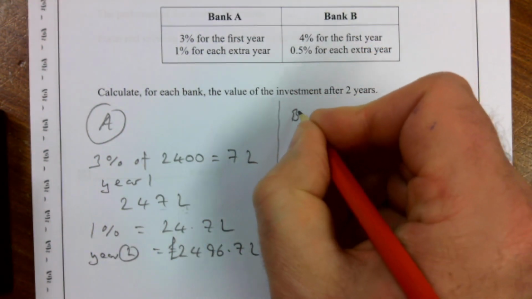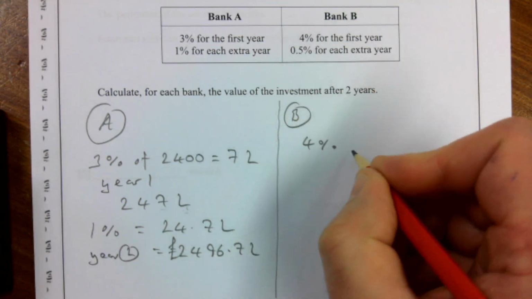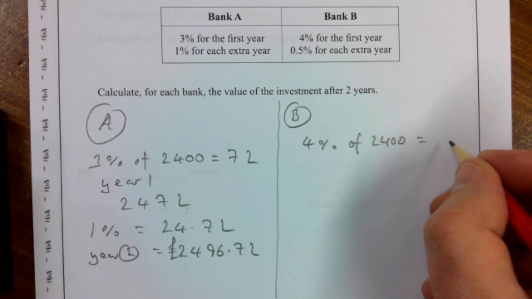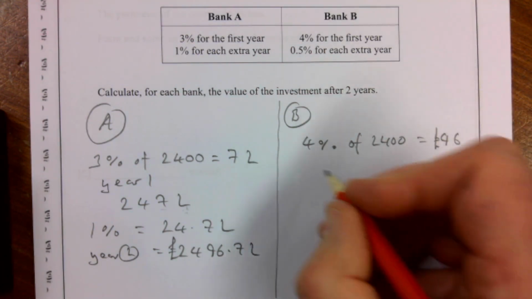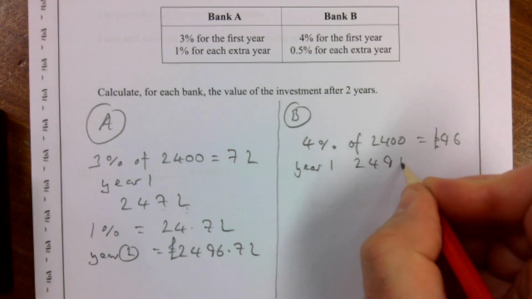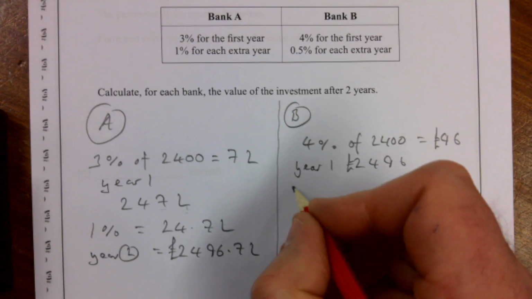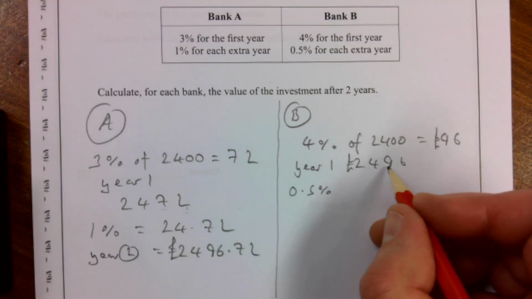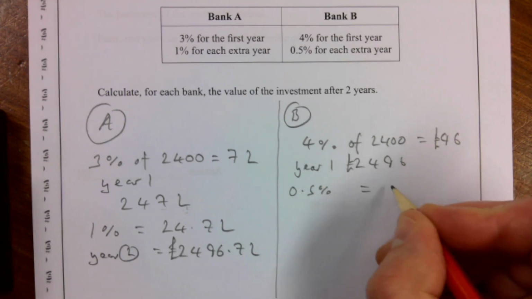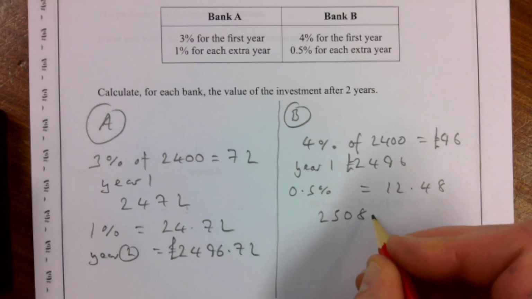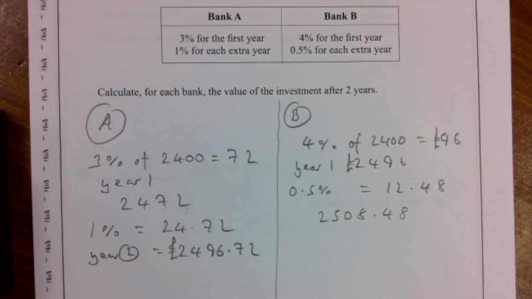Part B, we want 4% of 2,400. 1% is 24, 4% is 96. So after year 1, remember it's compound interest, so we add as we go along, we have 2,496. And then we want 0.5% after that. If you find 1%, it will be 24.96, and so half of that will be £12.48. If I add that on, I get to £2,508.48.